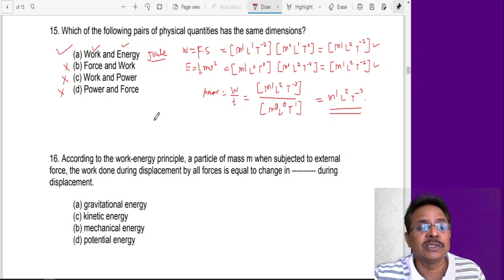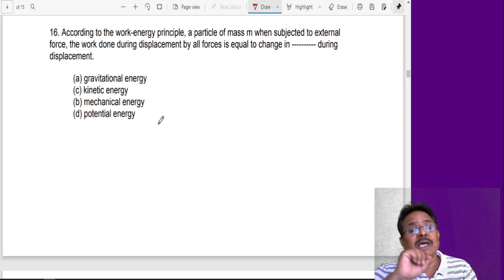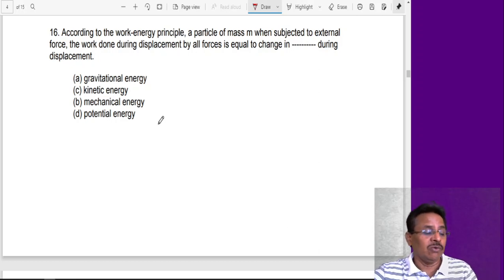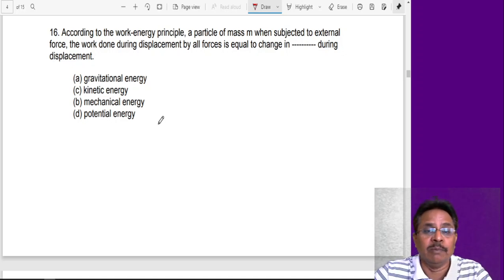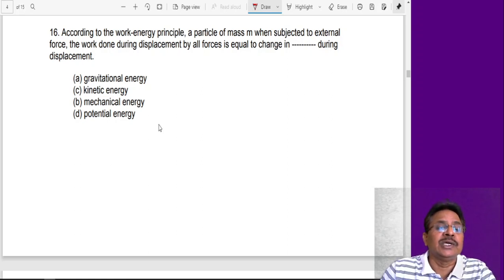This type of dimensional analysis we need to carry out for several different physical quantities, and you can go for such questions which ask for the dimensions of any physical quantity or formula. Now example number 16, or question number 16: according to the work energy principle, a particle of mass m, when subjected to external force, the work done during displacement by all forces is equal to the change in the dash dash during displacement. Here there are four options: gravitational energy, kinetic energy, mechanical energy, and potential energy.